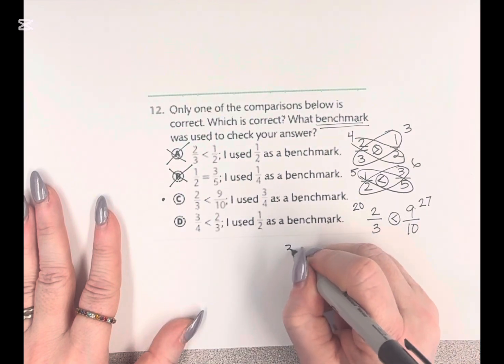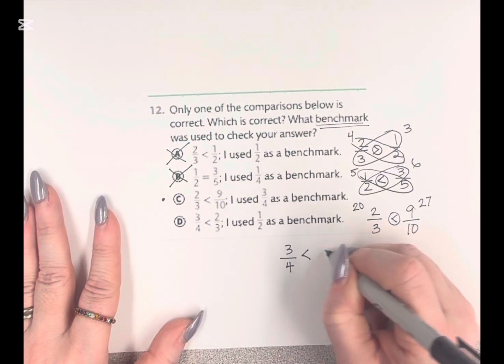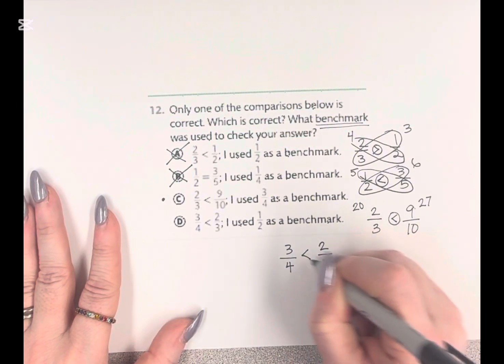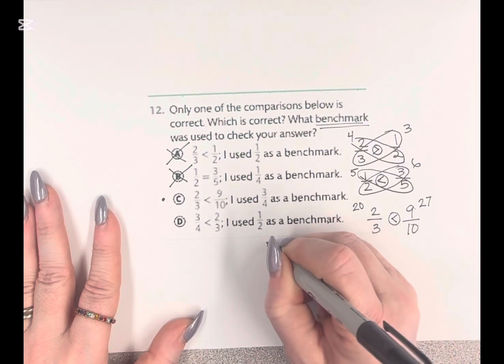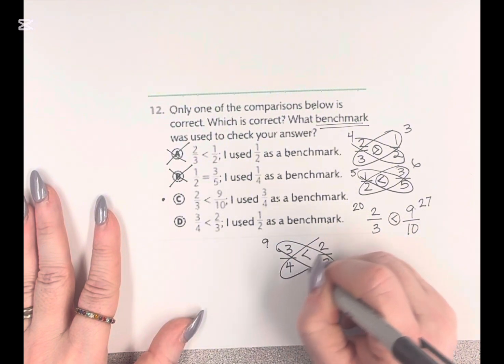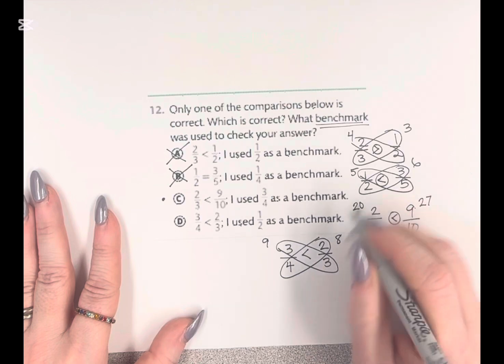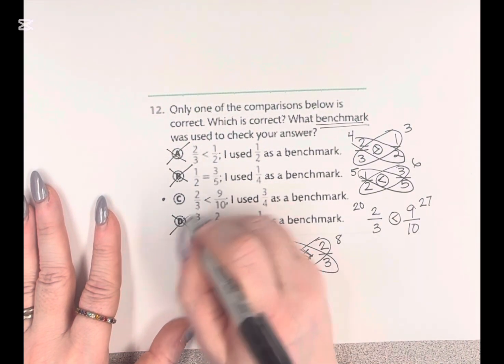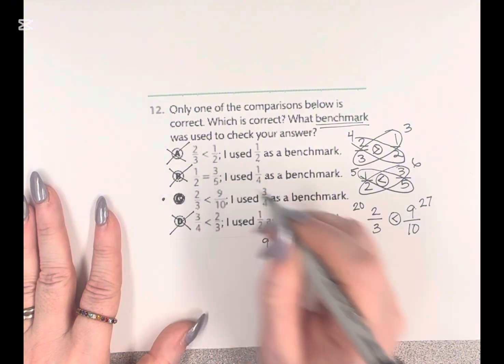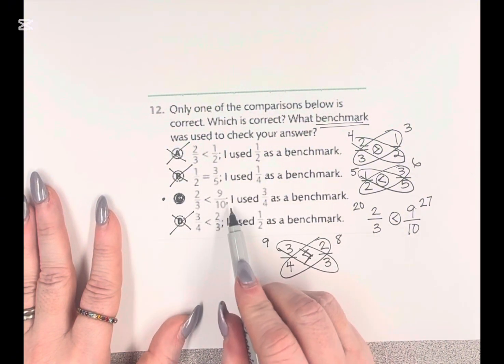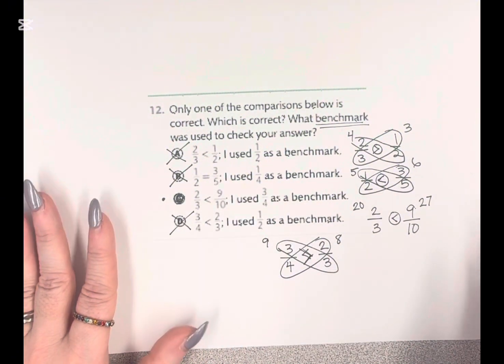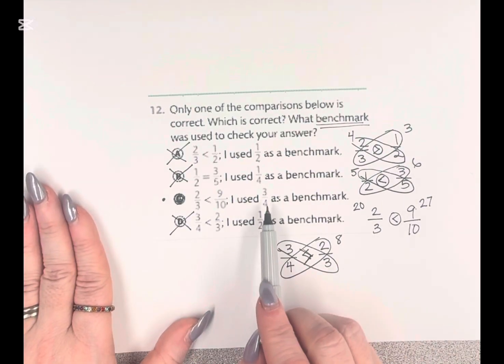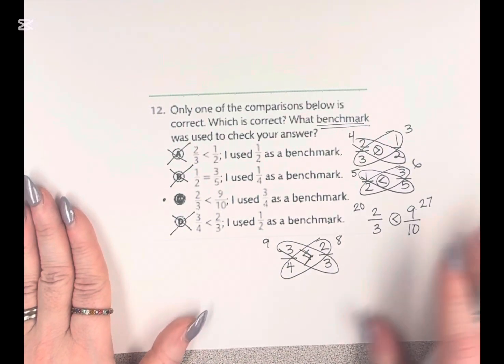And lastly, 3/4 is less than 2/3. One more comparison. That's 9. And 4 times 2 is 8. Actually, 3/4 is greater than 2/3. So that is incorrect. And I use 3/4 as a benchmark. So we know that 3/4 is in between 2/3 and 9/10.